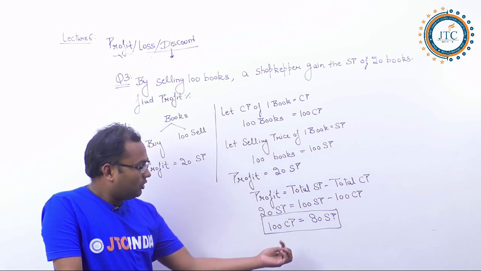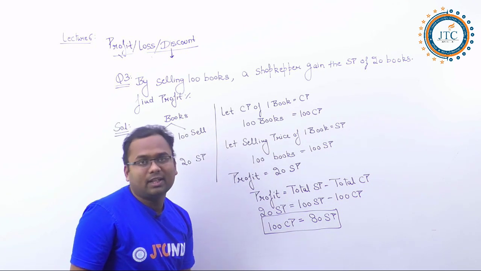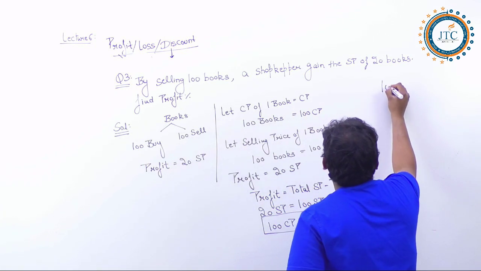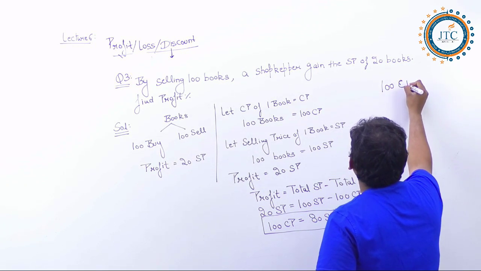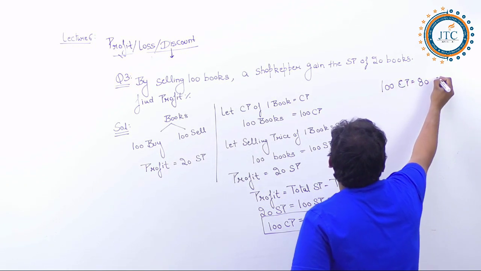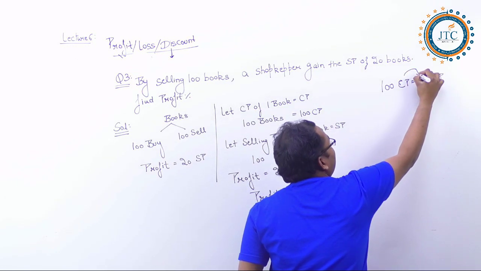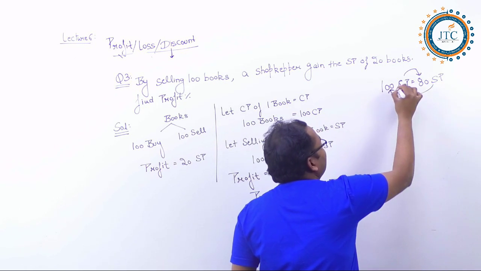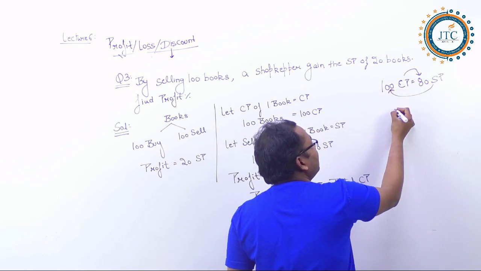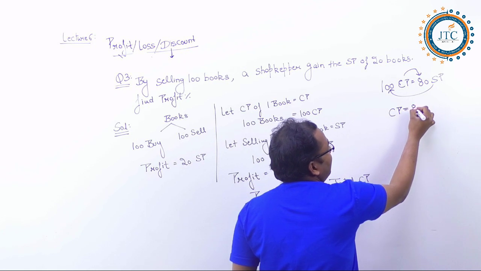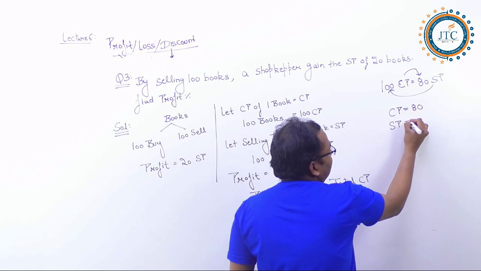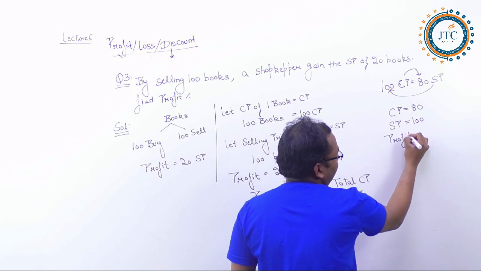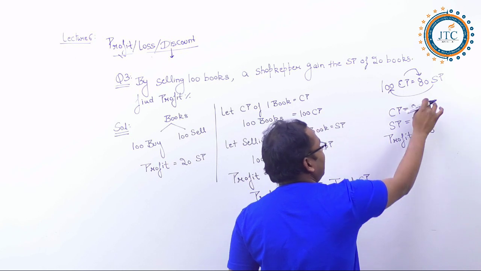So I think all of you understand till this step. After that, very easy one, 100 CP is equal to 80 SP. So what is the value of CP? From here the value of CP is 80 and the value of SP is equal to 100. If the value of CP is 80 and the value of SP is equal to 100, so what is the value of profit? So profit is equal to 20, basically selling price minus cost price.